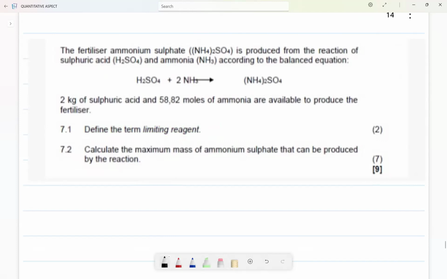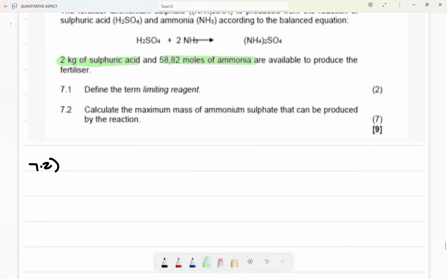Okay, 7.1, we now know what the limiting reagent is. We have already defined that, right? So we were already in a position of calculating this. Remember, we have 2 kg of sulfuric acid as well as 58.82 of ammonia. So remember, what is the first step? The first step is determining the limiting reagent. You first convert both of them to number of moles, and then compare.